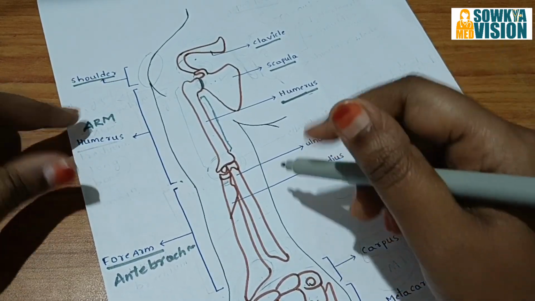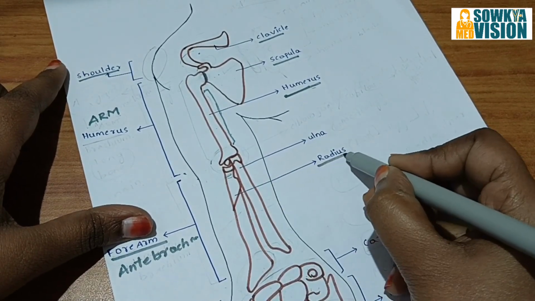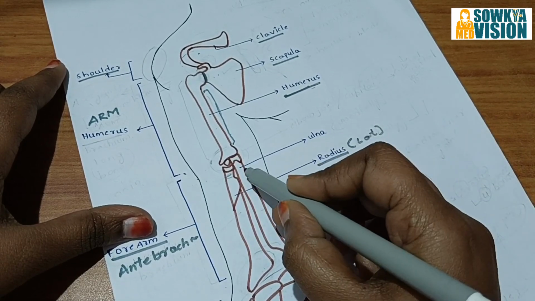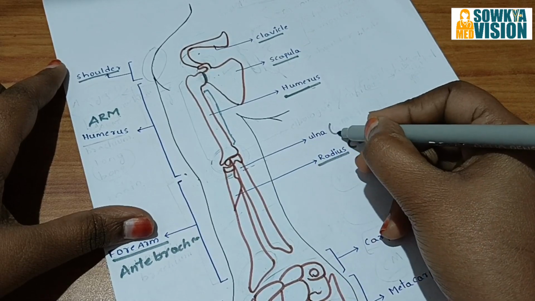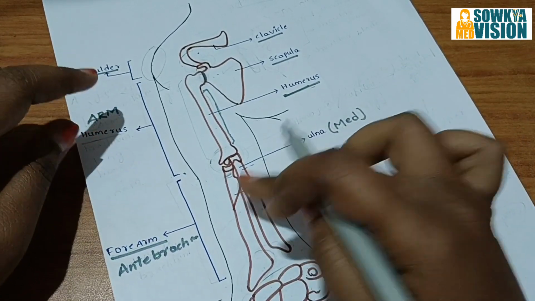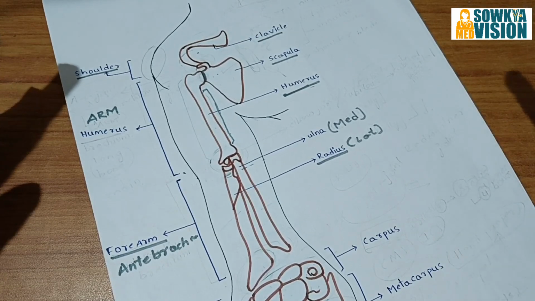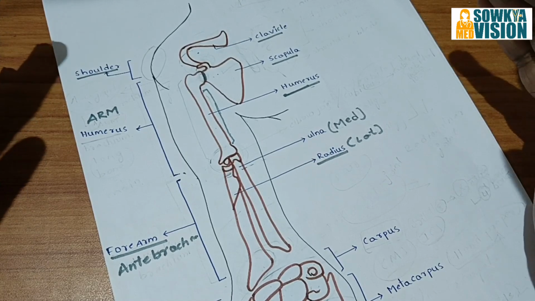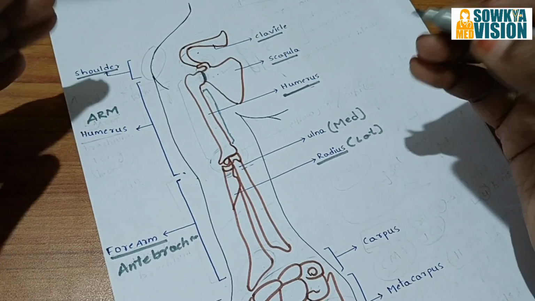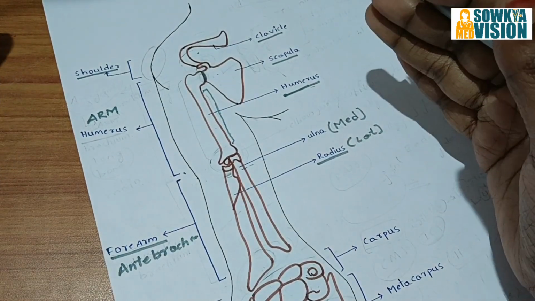Then what are the bones of forearm? Radius and ulna. See, this is the radius, which is presented laterally. And this is the ulna, which is presented medially. The radius bone is homologous to the bone of leg, that is tibia, which is presented medially in the leg.